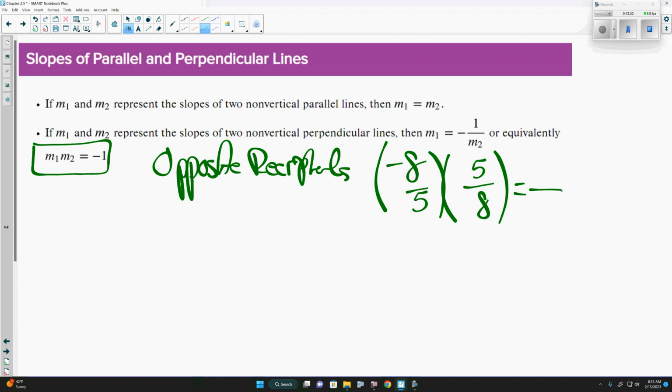negative 8 times 5 is negative 40. 5 times 8 is 40. And 40 divided by 40 is 1. It would be negative 1. That's all it's saying. M1 times M2 is negative 1. Opposite reciprocals.